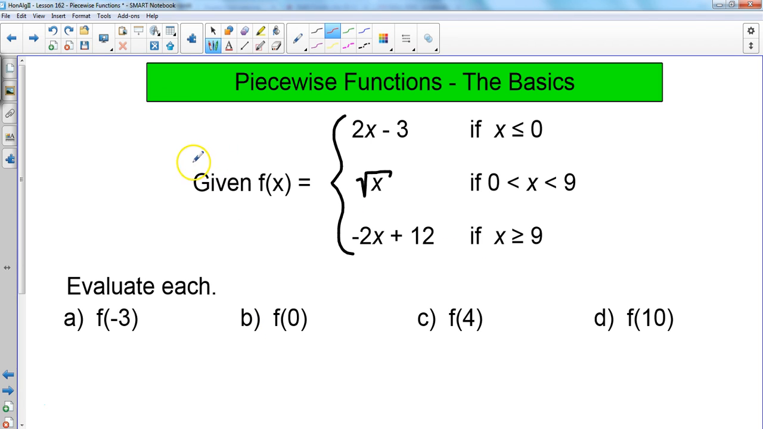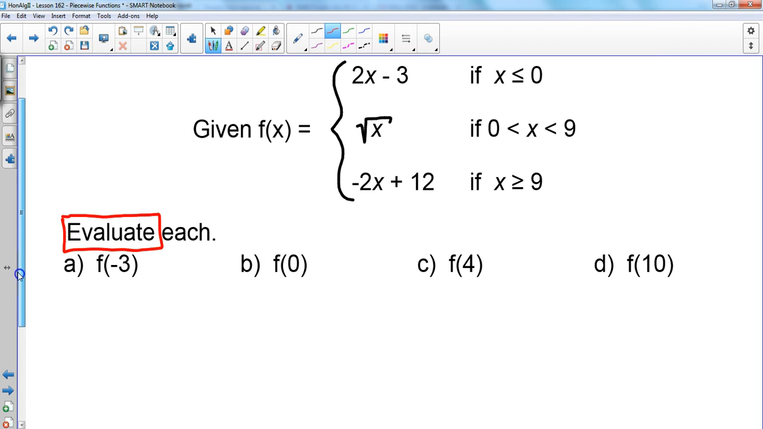So let's look at a couple of the basic things that we want to be able to do with these piecewise functions. Number 1 is evaluate. So if we're given this piecewise function up here, this is a particular example, we want to be able to look at particular x values and figure out what those x values are worth in this particular piecewise function. So if I take an input of -3, this is my input or my x value.